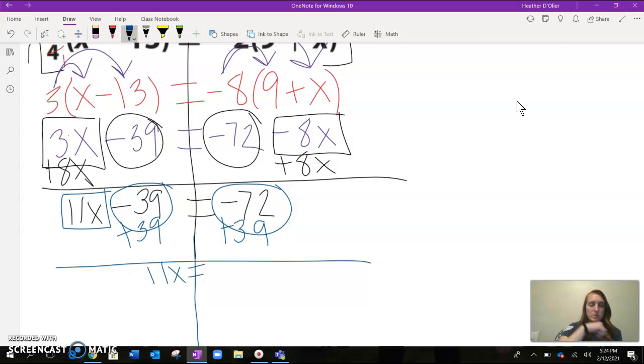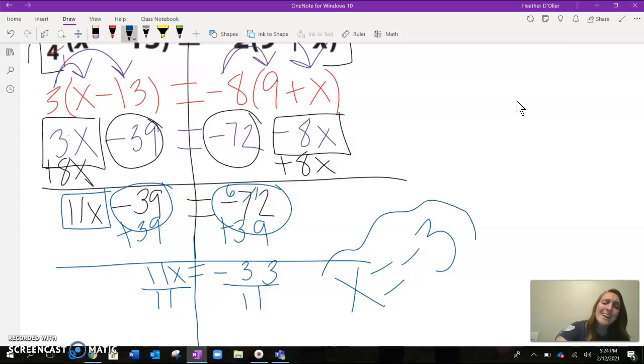11x equals, okay, I have a negative 72 plus 39. I have more negatives than positives, so this answer is going to be negative. And since they're different signs, I'm actually subtracting their absolute values. So I'm going to regroup here. 6, this becomes 12. 12 minus 9 is 3. And I could have used a calculator. 6 minus 3 is, oh, negative 33. Yes, that means this is going to work out perfectly. So since that's multiplication, I divide by 11 to get that x equals negative 3.